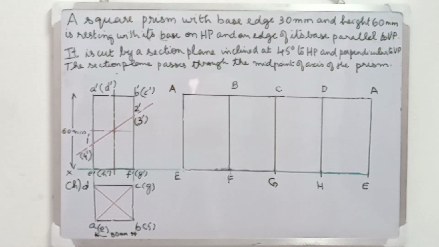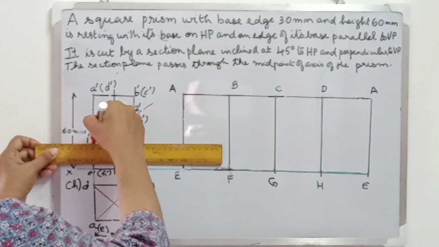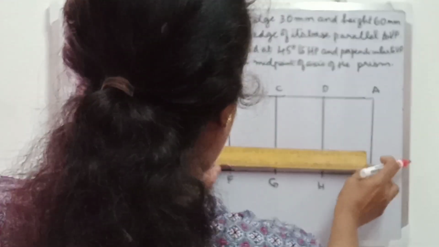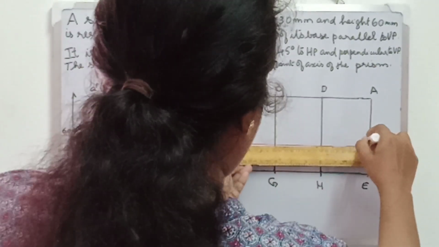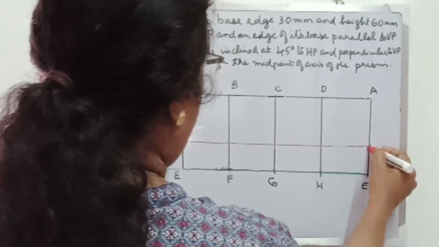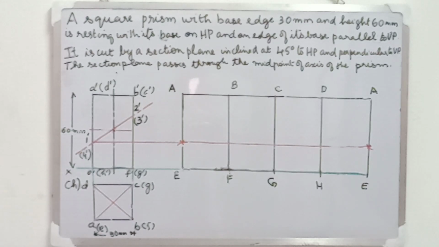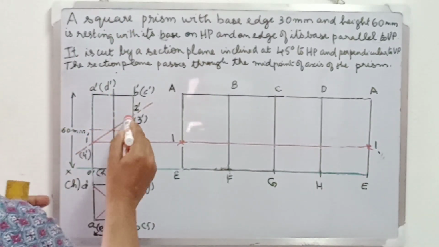Now we need to transfer the section points to the development. For that, from that point 1 dashed, which is lying on the line AE, I am drawing a horizontal line to the edge AE. So we have two AE edges. On both of these, we will mark the points 1.